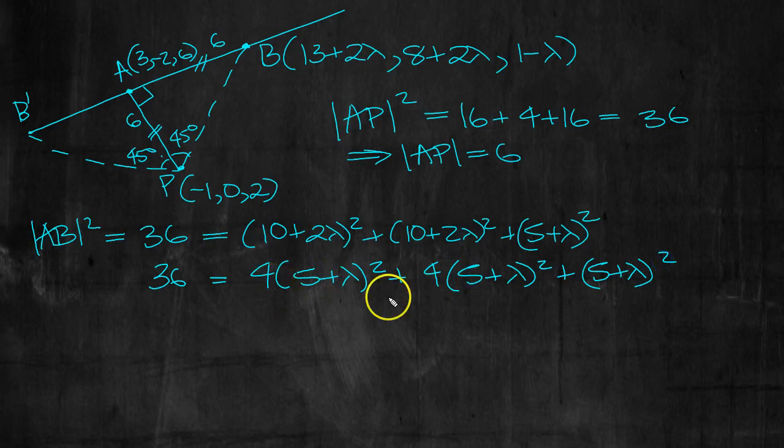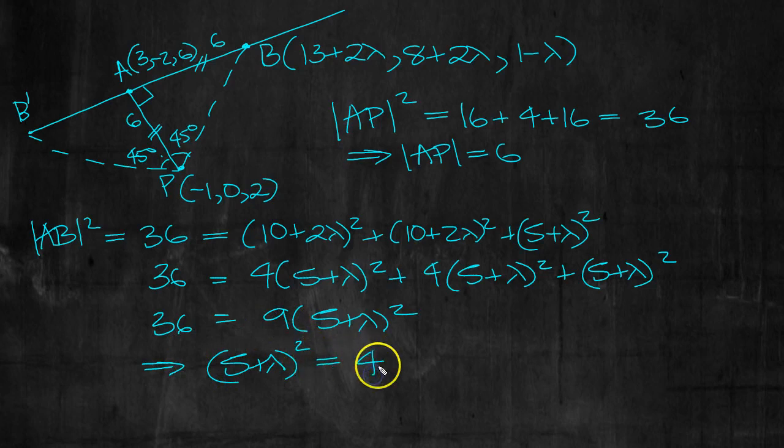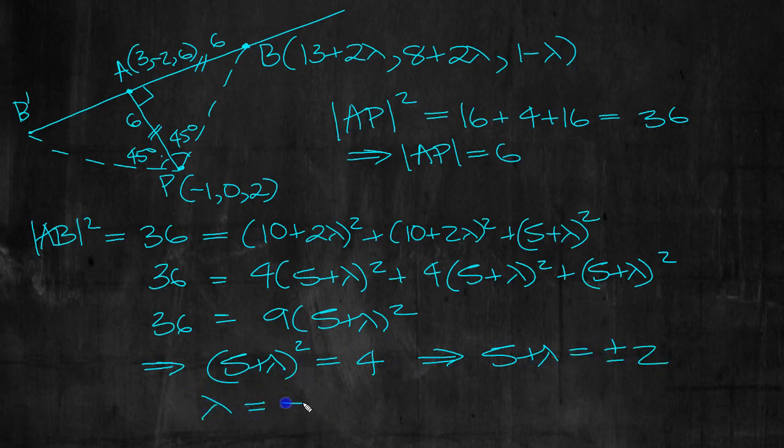So we end up with 9 5 plus lambda squareds, which is nice because that's equal to 36. So that tells us what 5 plus lambda is then. It is equal to 36 over 9 is 4. So that's the squared, of course. And then square root, 5 plus lambda will equal plus or minus 2. So that tells us that lambda is equal to minus 5 then, plus or minus 2. Lambda is equal to minus 7 or minus 3.